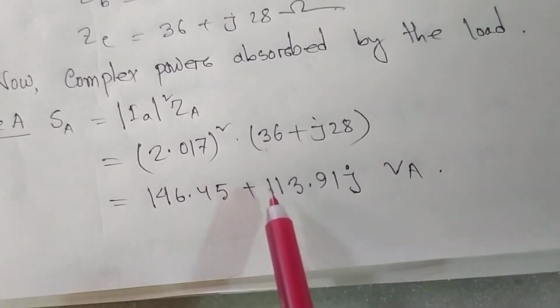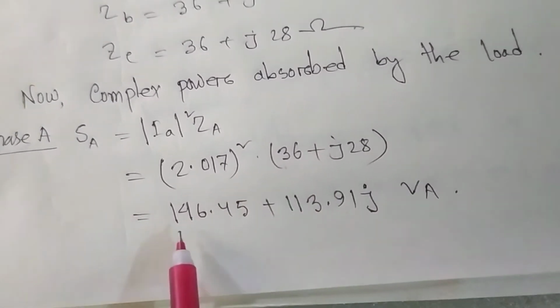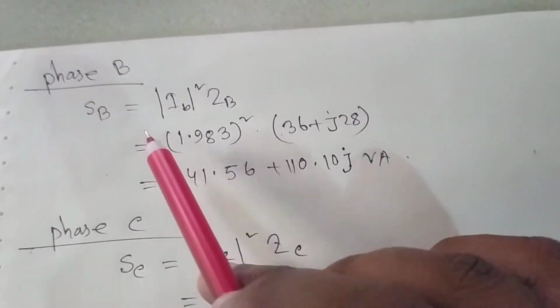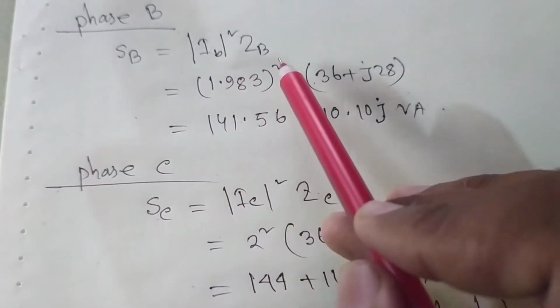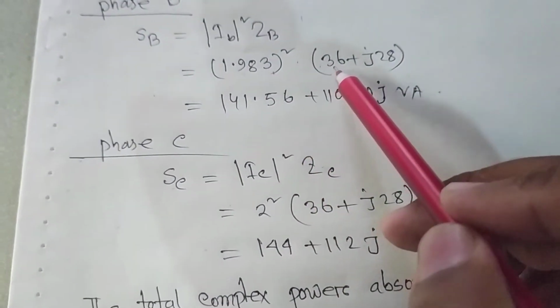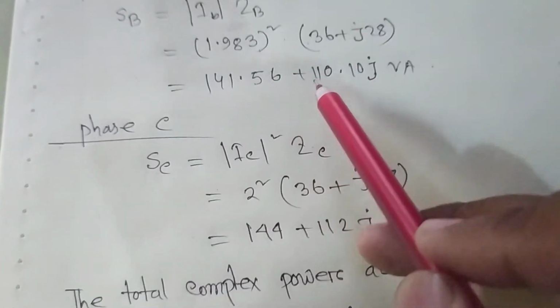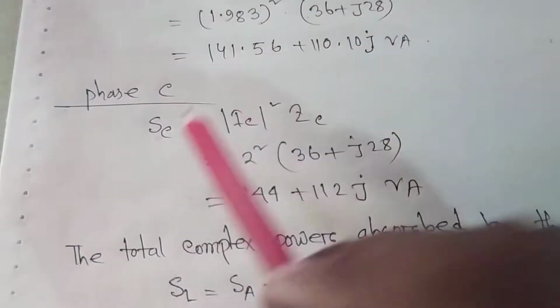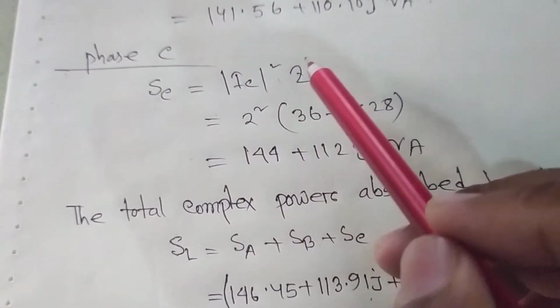146.45 plus 113.91j. That is rectangular form. Secondly, we see phase B. Phase B, complex power absorbed by the load SB equal to IB square ZB. IB value 1.983 and ZB value, easily calculate. Phase C, SC equal to IC square into ZC.